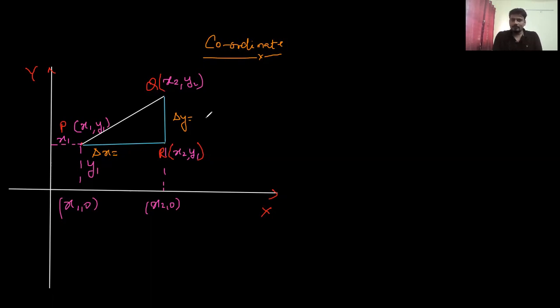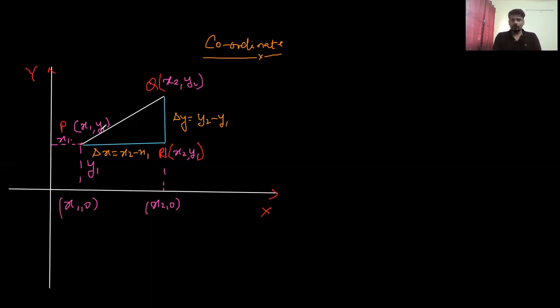So the vertical distance should be given as y2 minus y1, isn't it? And the horizontal distance when I was at P and then I moved to R should be given as x2 minus x1. So somehow I have managed to figure out my horizontal distance as well as the vertical distance. Now, the next question which could arise is that, do I have to move only through PQ?